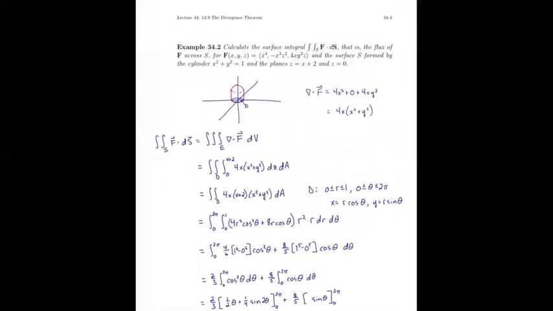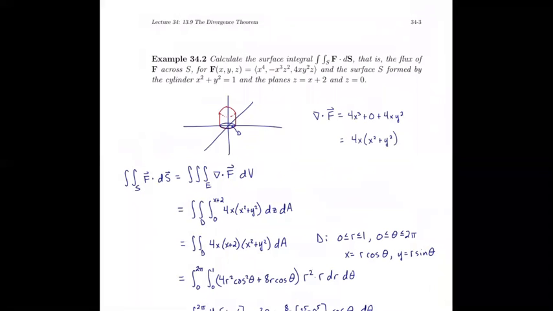Let's use it again, with a little bit more complicated surface or solid that we're dealing with. We're asked to calculate the surface integral, that is the flux of F across S for this vector field. So already slightly more complicated than the vector field we saw previously. And of course, the solid itself is a little bit more complicated. It's not simply a sphere anymore. It's the cylinder with upper surface bound z equals x plus 2 and lower surface bound z equals 0.